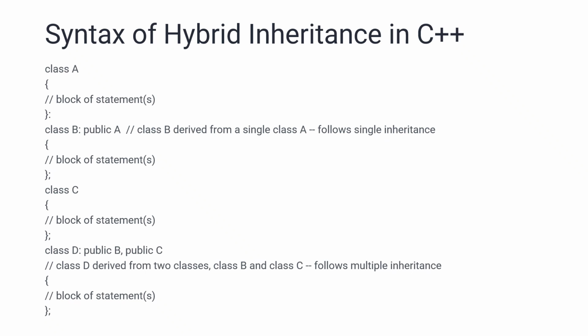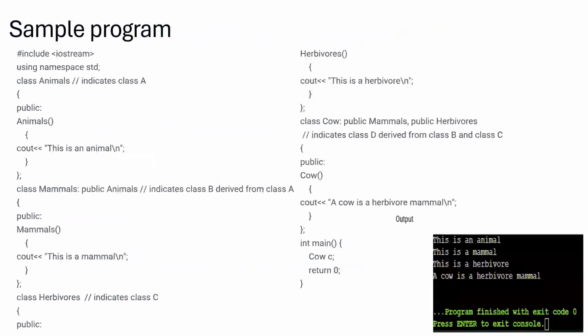After that, class C with some block of statements, and then we create class D. Here we write public B and public C. When we write these two, class D is derived from two classes, class B and class C. This follows multiple inheritance. Here the block of statements follows.